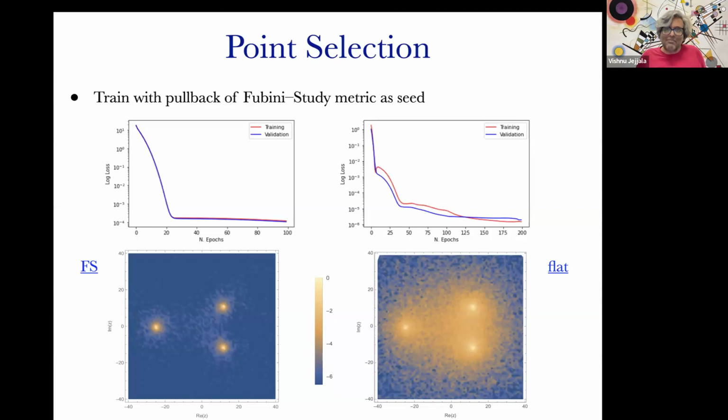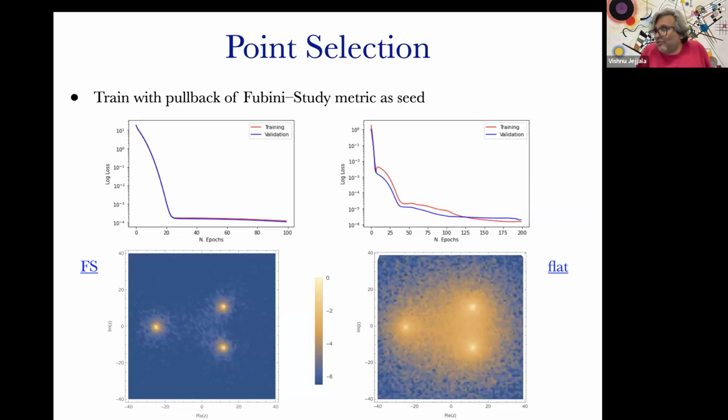And we find that the training with the pullback of the Fubini-Study metric as a seed is different based on which point selection scheme you use. If you look at these axes, the point selection scheme where you choose points with respect to the flat metric is a couple of orders of magnitude better in achieving a flat metric than the ambient space selection method that I discussed previously.